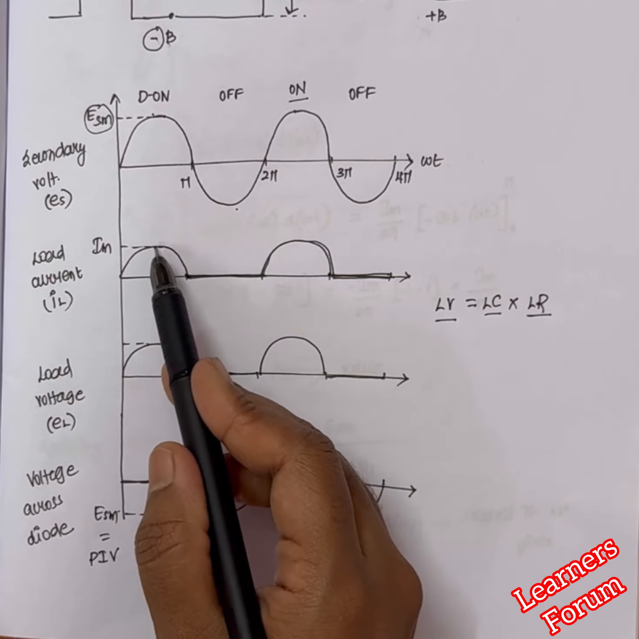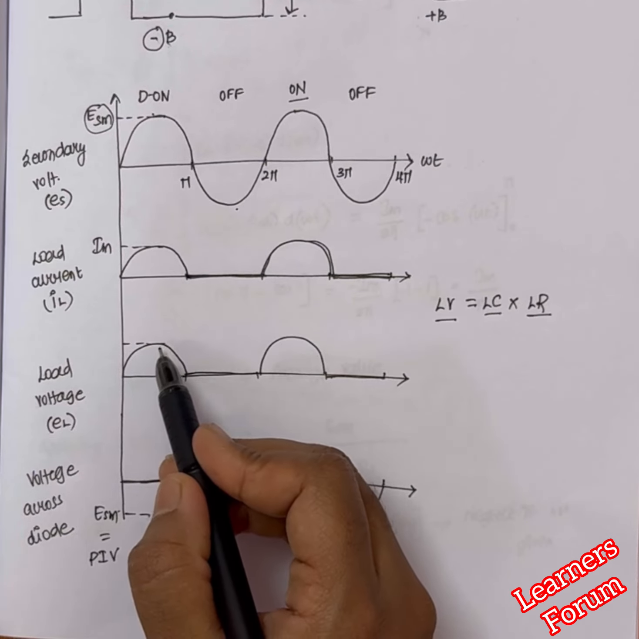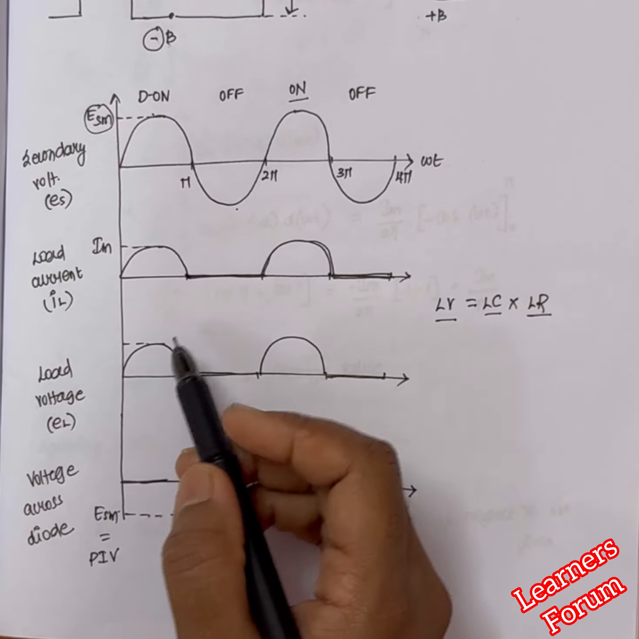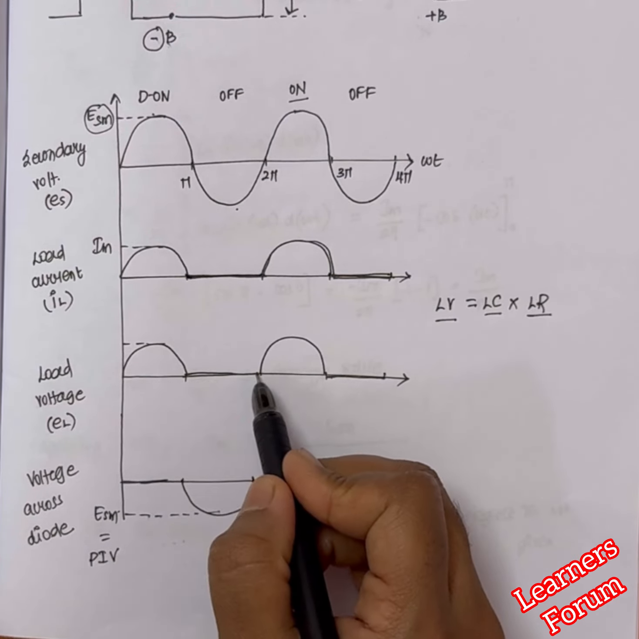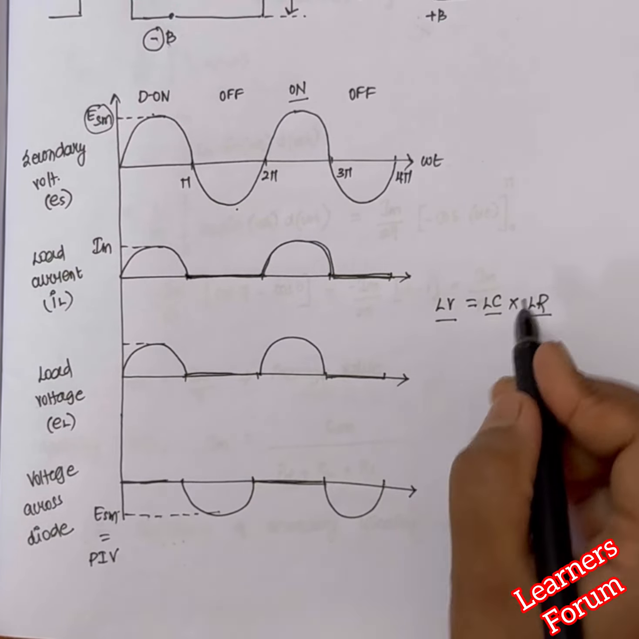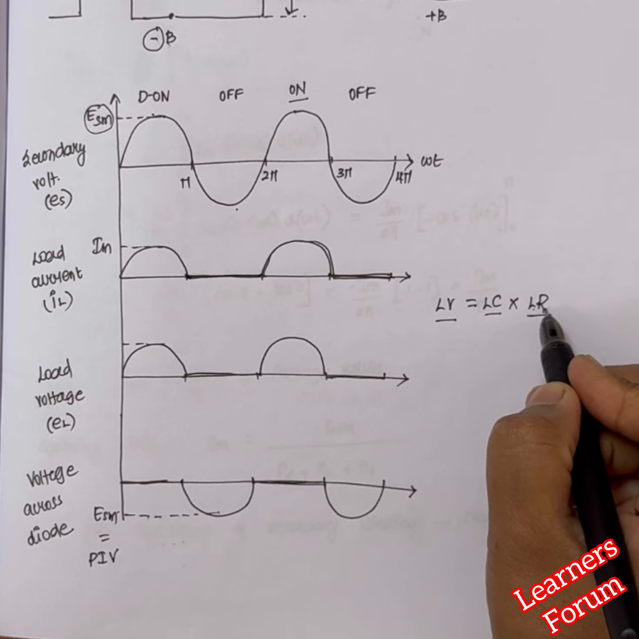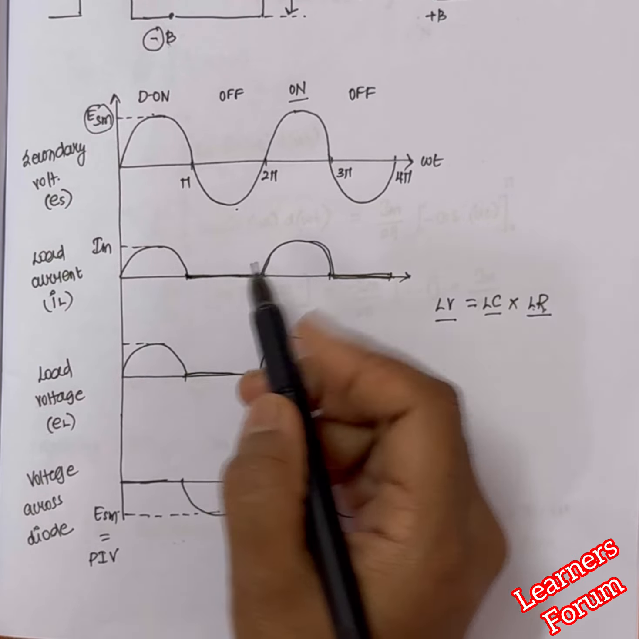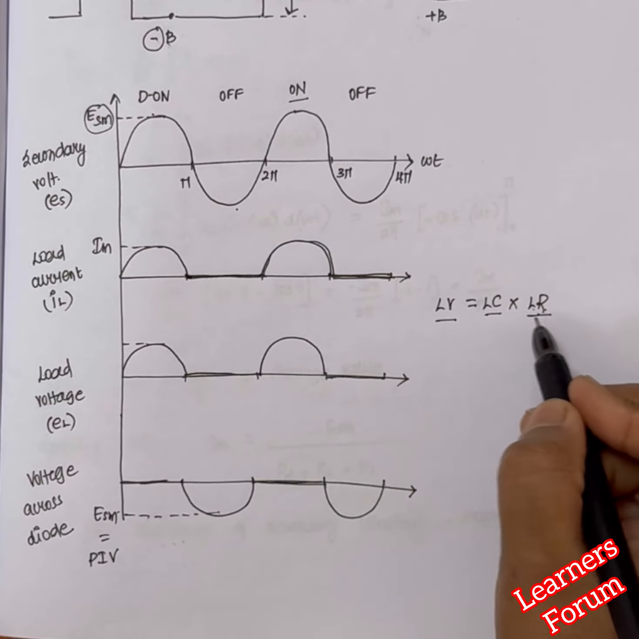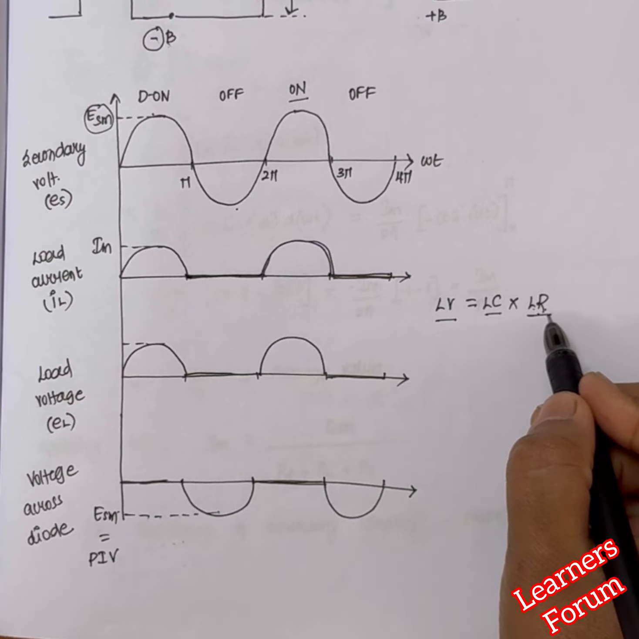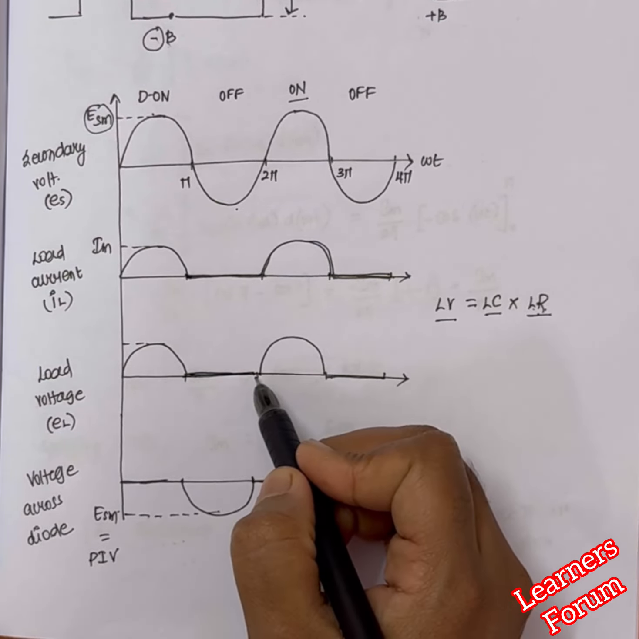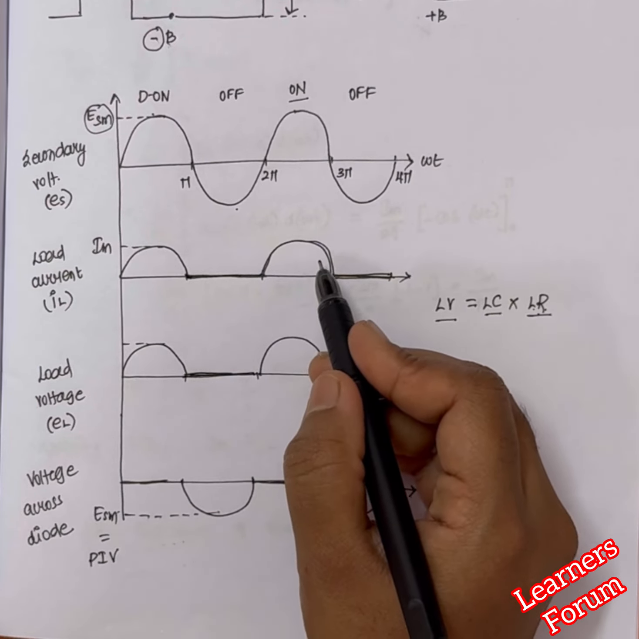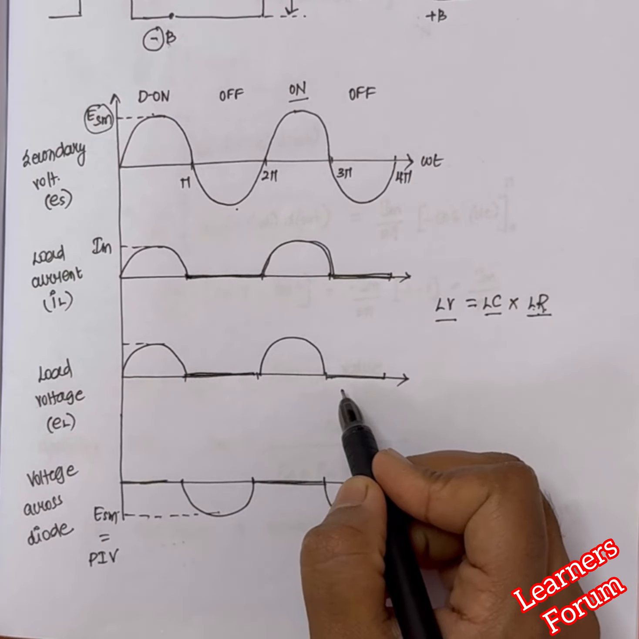So here we have a maximum value of Im. Here we will have the corresponding value in terms of voltage. Here it is 0. For the second half of the cycle, again the load voltage will be 0, because even if the value of load resistance is finite, the load current is 0. So 0 multiplied with any finite value of load resistance will be again 0. So we will have the same waveform as the load current. This is the waveform for load current and this is for load voltage.